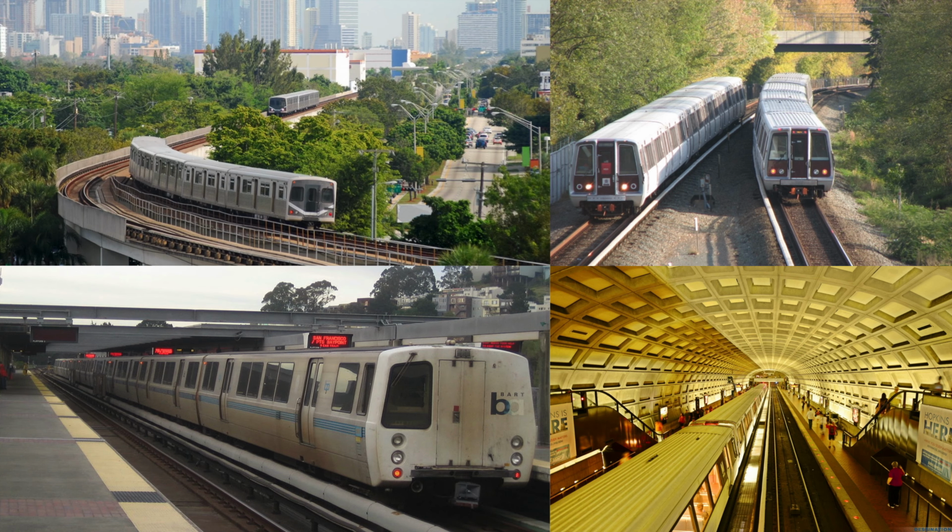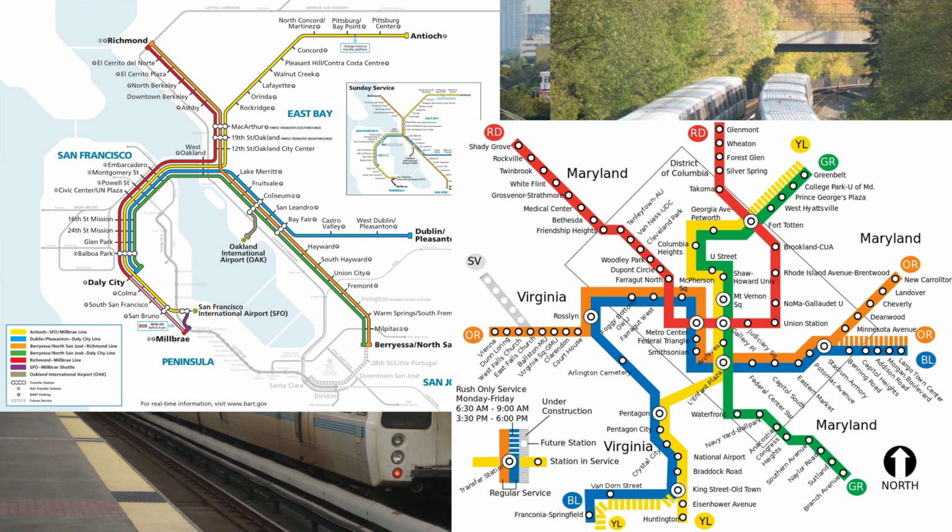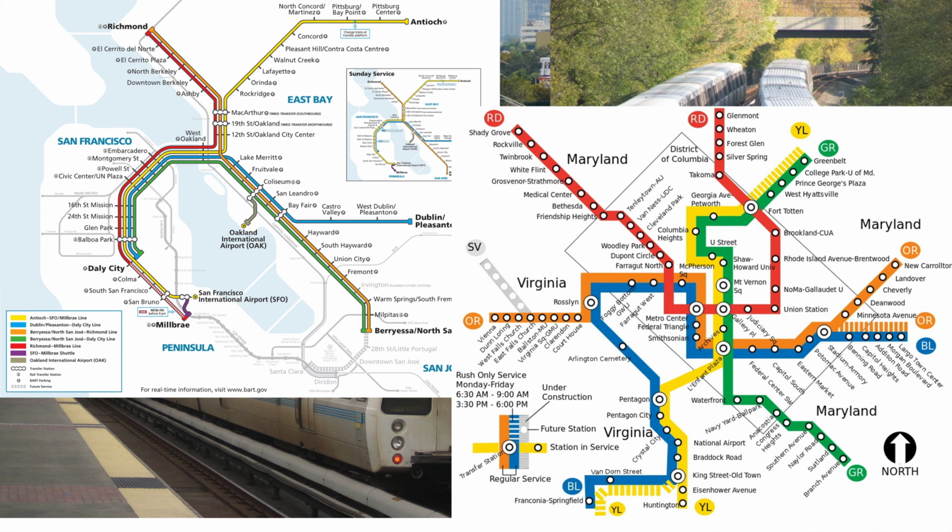But the other major examples include BART in San Francisco, the Metro in Miami, and then also a single line in Baltimore. And you can see here that some of them did have a nice subway-style grid network, allowing you to get around the city, and then others didn't quite as much.